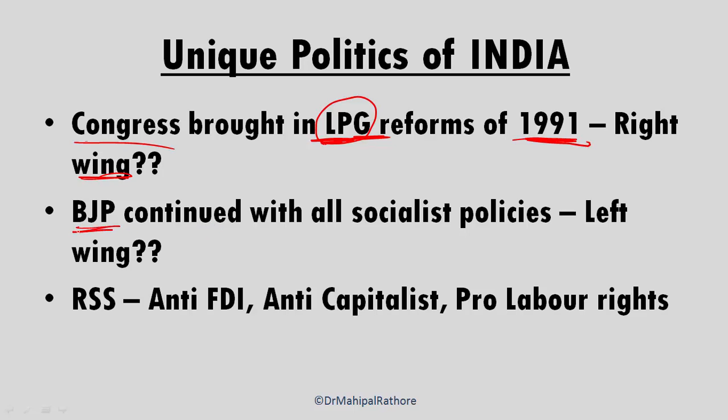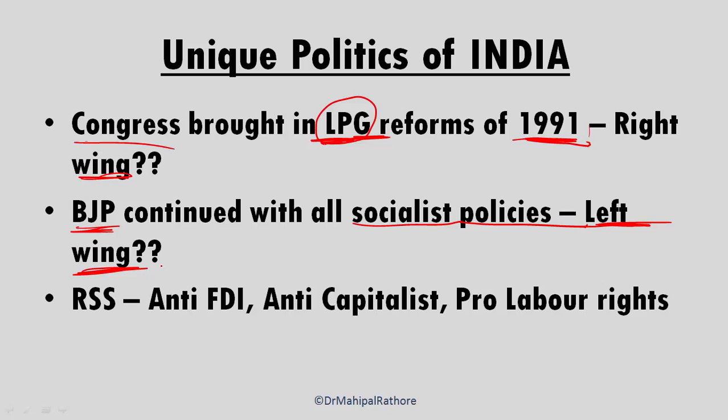Then we come to the BJP. BJP is a right wing party, no doubt about that. But it has continued with all the socialist policies that were started by Congress in the past 40-50 years, or even by the last UPA government of Manmohan Singh. So they have continued, for example, MGNREGA, and they have also brought in programs like the Swachh Bharat Abhiyan, that earlier was the Nirmal Bharat Abhiyan. So do you call it left-wing politics? Will you call BJP left-wing?